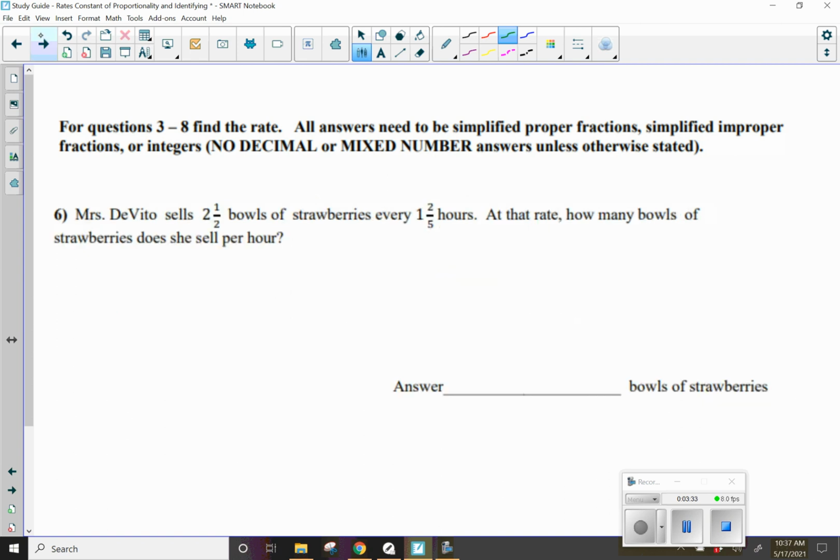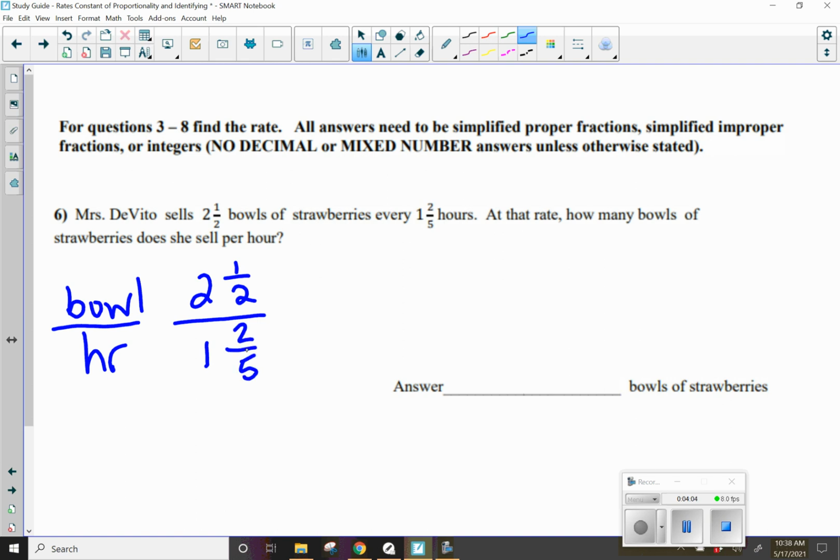Okay, moving on to the second page. We have some more rate fractions. It says Mrs. DeVito sells 2 1/2 bowls of strawberries every 1 2/5 hours. At that rate, how many bowls of strawberries does she sell per hour? So we're looking for bowls of strawberries per hour, which means 2 1/2 is going to go on top, 1 2/5 on the bottom.